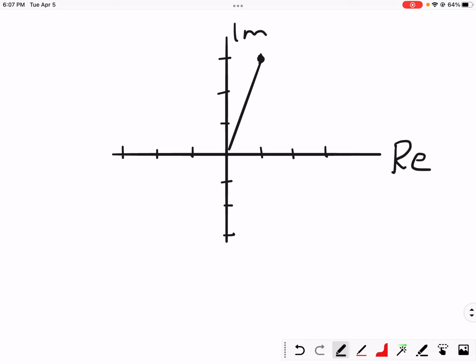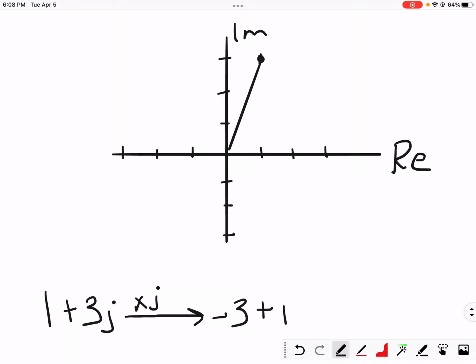Well, here we're starting with 1 plus 3j. According to our PowerPoint, when I multiplied that by j, I got -3 plus 1j. And let's draw a graph of that. So -3 to the left and up 1. It's going to put us right there. Let's draw that. Gee whiz. That looks like a 90-degree angle to me.